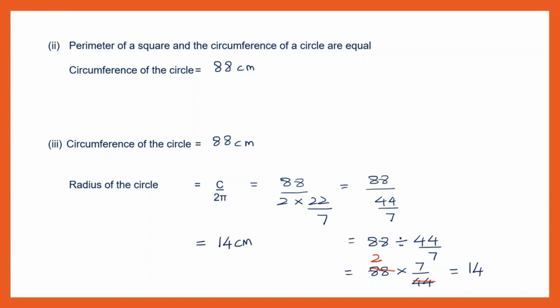So we have found all answers now. Radius is 14 centimeters. Circumference of the circle is 88 centimeters. And since perimeter of the square and circumference of the circle are equal, perimeter is also 88 centimeters.